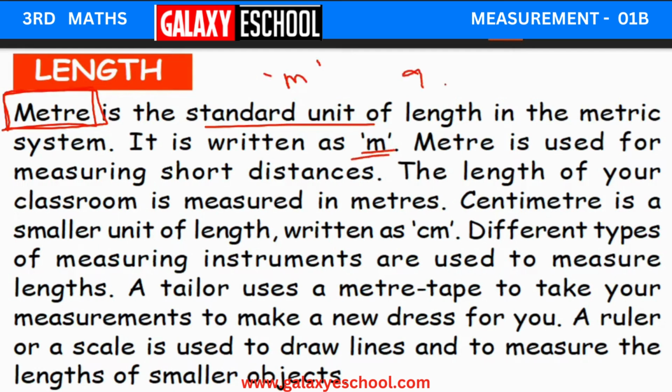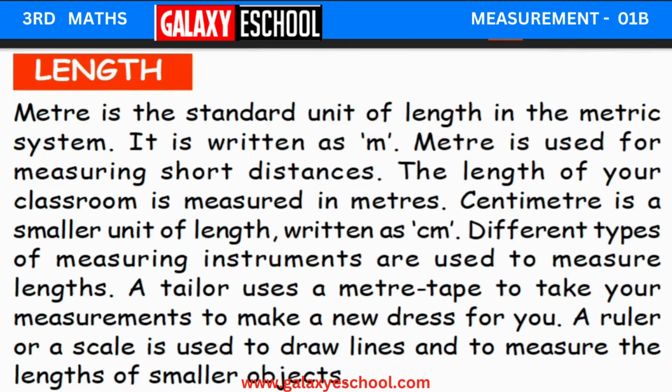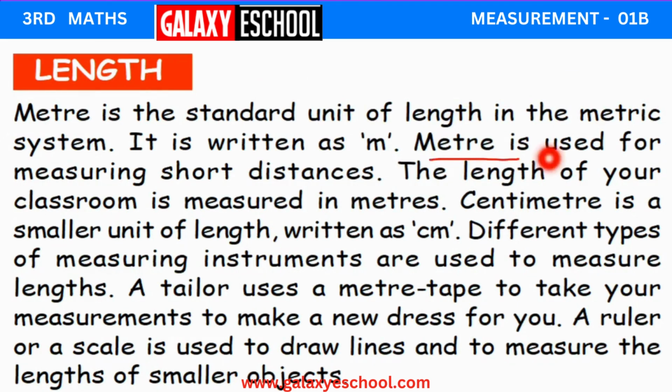Instead of writing 9 meters, instead of writing the whole word meter, I can simply write it as 9m. 9m simply means 9 meters. M here stands for our standard unit of length, that is meters. Now when is this meter used? Meter is used for measuring short distances. The length of your classroom is measured in meters.